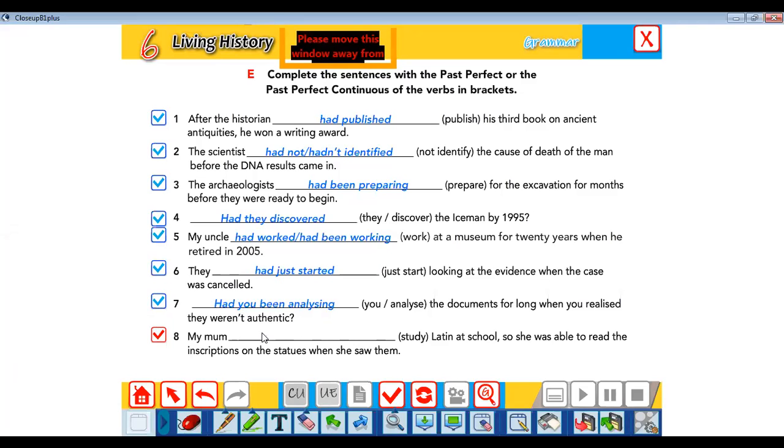Thinking. It's okay. My mom had studied, or with the past perfect continuous, had been studying. Very good, because this verb is study. So it will be had studied or had been studying. And by the way, this sentence is a result. My mom had been studying or had studied Latin at school, so she was able to read the inscriptions on the statues which she saw.